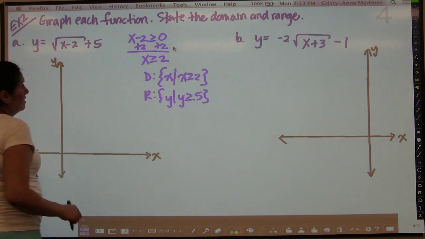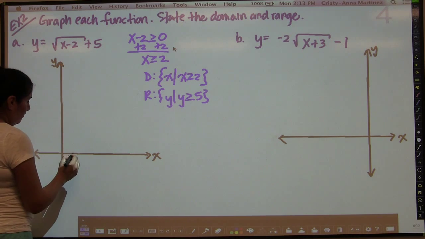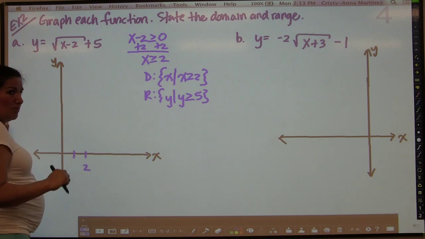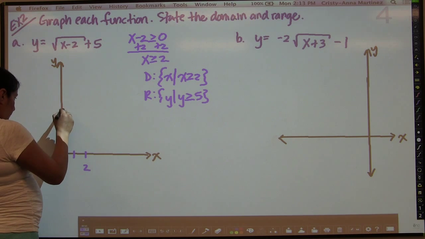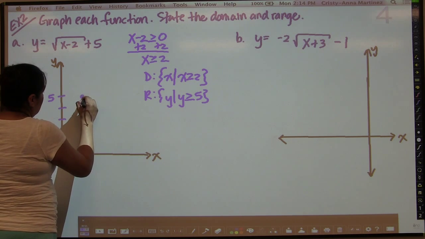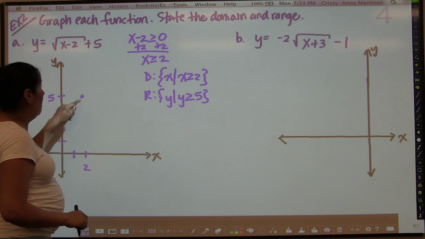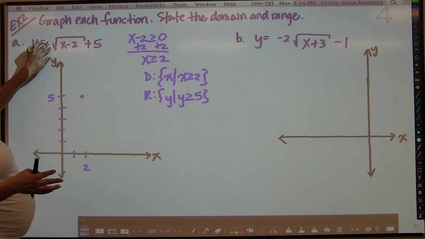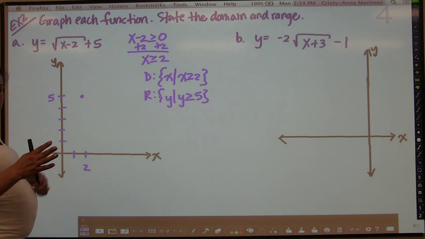But I'm not going to start at 0, 0, because the minus 2 tells me to shift my graph 2 units to the right. And the plus 5 tells me to shift it 5 units up. So I'm going to start here. Instead of starting at 0, 0, I'm going to start 2 units to the right and 5 units up. But aside from that, because there's no a value and there's no negative, my square root function is not going to be upside down. It's not going to be stretched or compressed.